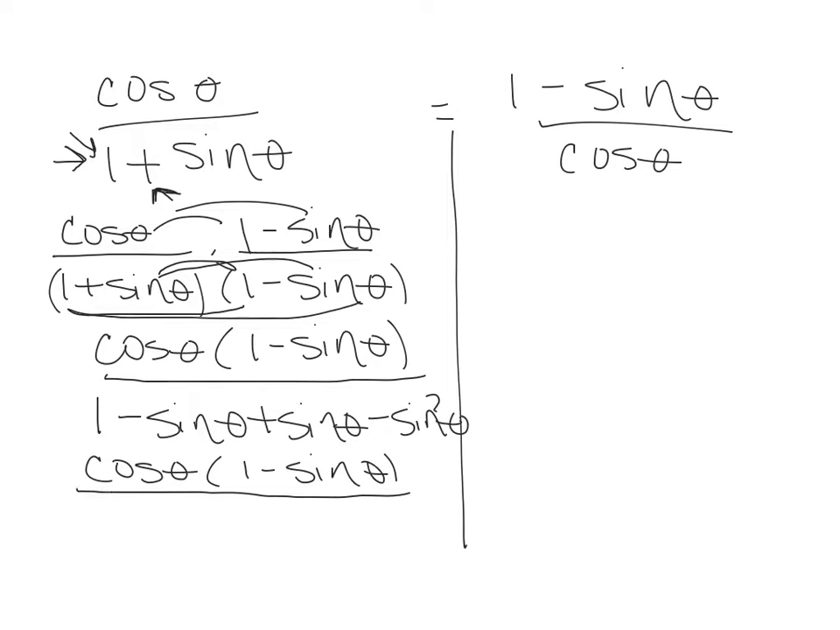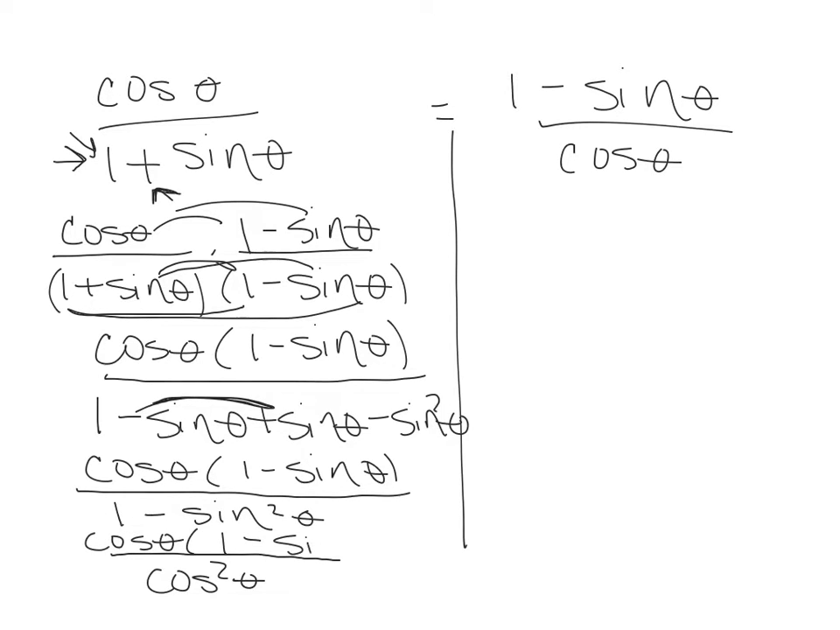On the bottom, this minus sine and plus sine cancel out because they're the same expression with opposite signs. So we have 1 minus sine squared theta. And if you look at your identities, you will see that 1 minus sine squared is the same thing as cosine squared. So on the top, we have cosine times 1 minus sine. And there's 1 cosine on the top and 2 on the bottom. So if I cancel out a cosine, I'm left with only 1 of them on the bottom.